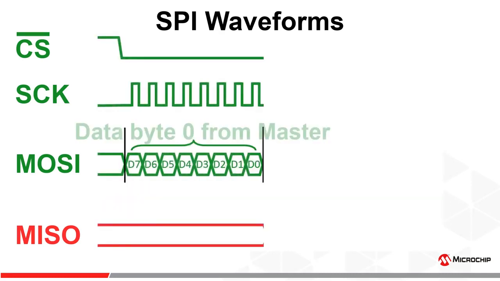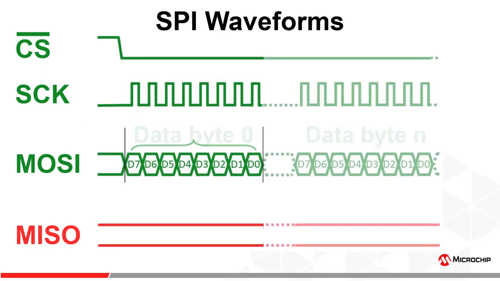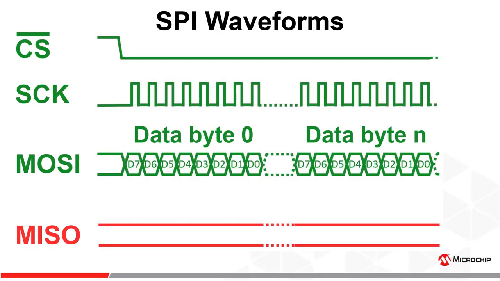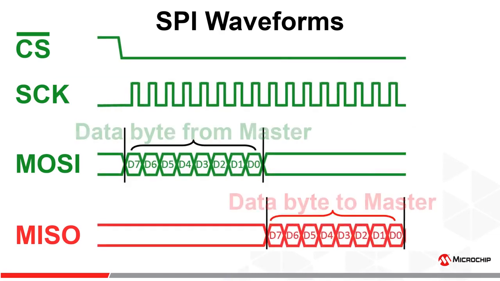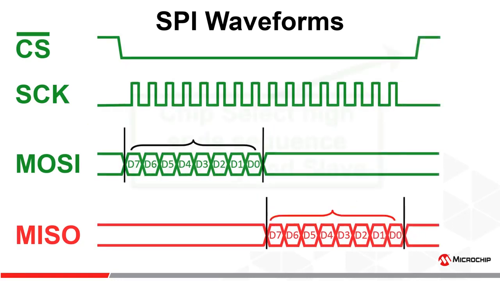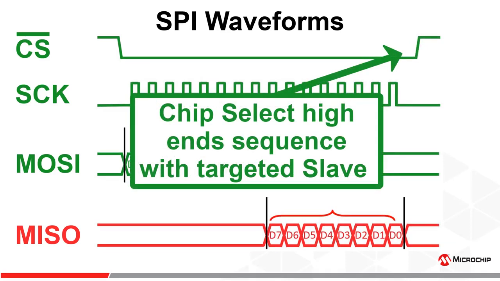After CS has been driven low, the master then generates clocks on SCK to shift command and/or data bytes into the slave using the MOSI signal. The number of data bytes transmitted is dependent on the transaction type and the design of the slave device being accessed. When the master requests data, the slave will transmit the requested data to the master on the MISO signal. Once the transaction is complete, the master terminates the SPI transaction by driving chip select high to deselect the slave device. Well, that is SPI.